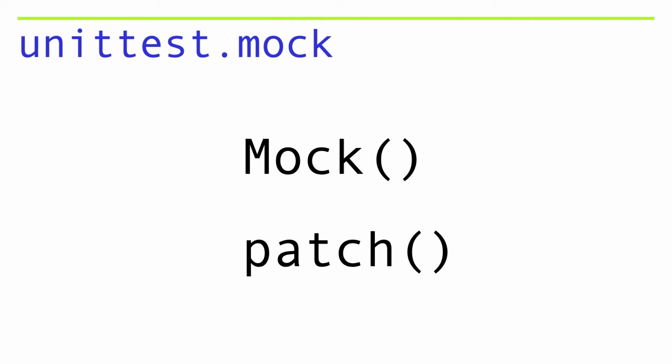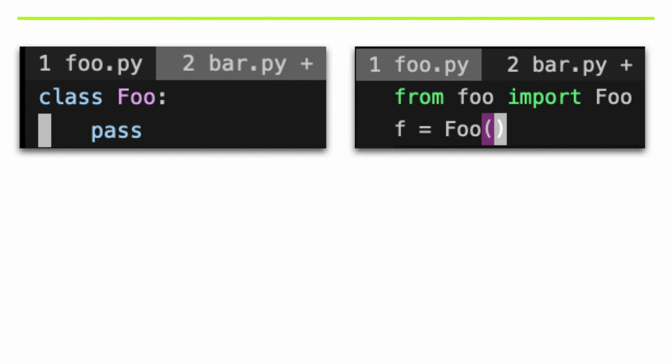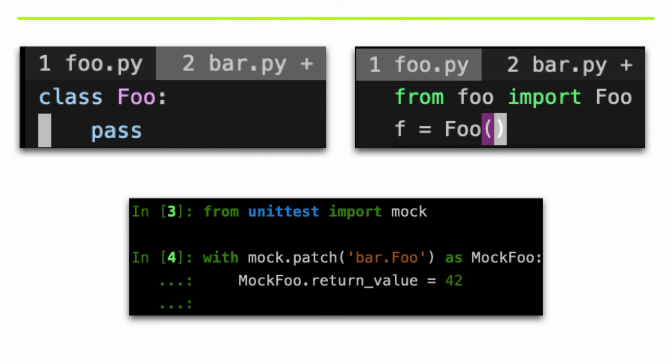To explain patch, I have an example here. Let's consider a file called foo.py, which has a class called Foo, capital F, and I have another file called bar.py, which imports this Foo class and creates it. Let's assume that this bar.py has a lot of functions that use this Foo class. So to write the tests for these functions in bar.py, I'll have to patch bar.Foo, and then I can assert that it was called in the right way or something.